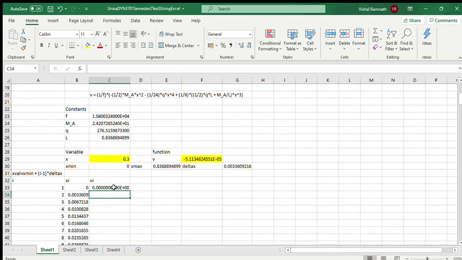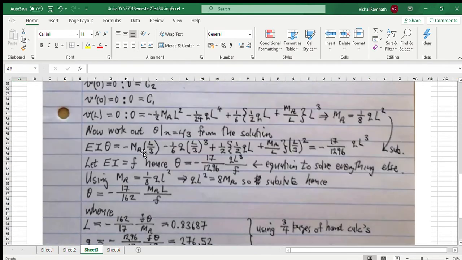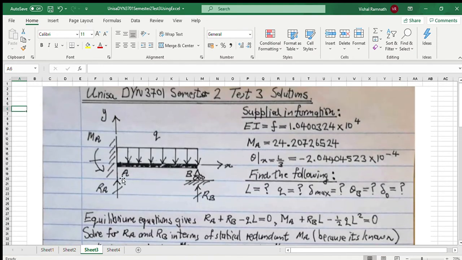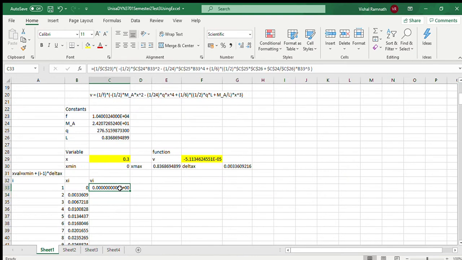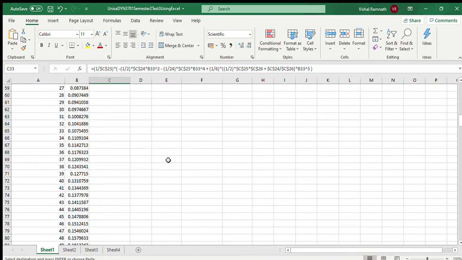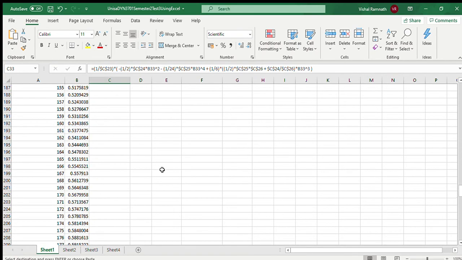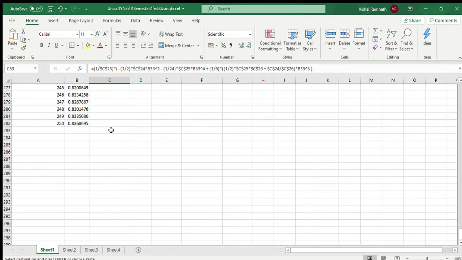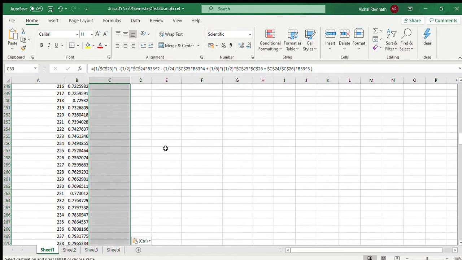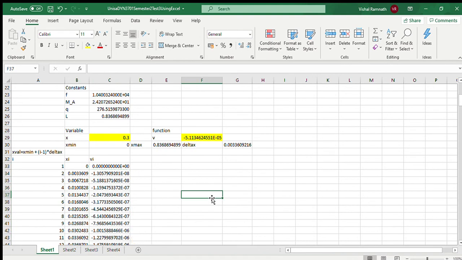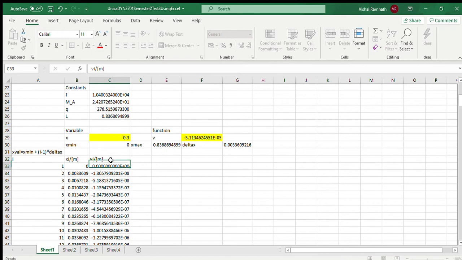In this case it's 0. Why? Because the value at x equal to 0 has a 0 deflection. Then I click on it, right click on it, say copy, shift, left mouse, right click mouse, paste. Okay, and this is in units of meters, and this is also in units of meters.